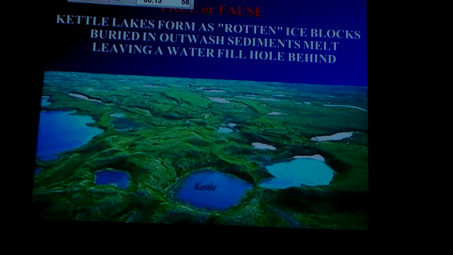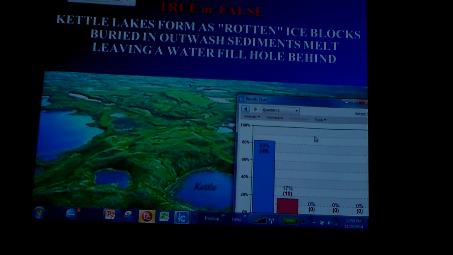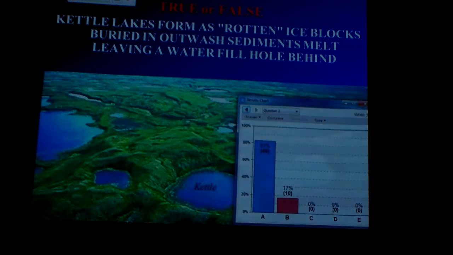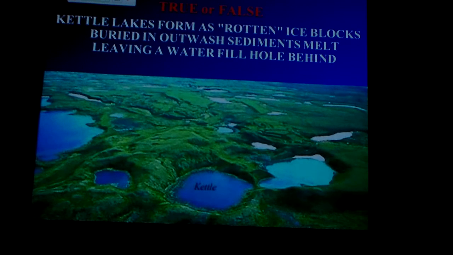Okay. Let's see how we do. Nice blocks. Put them out there, you bury everything around them, but when they melt, they're the hole. They reverse the topography. And if the water table is high enough, it's going to be filled with water, a kettle lake.